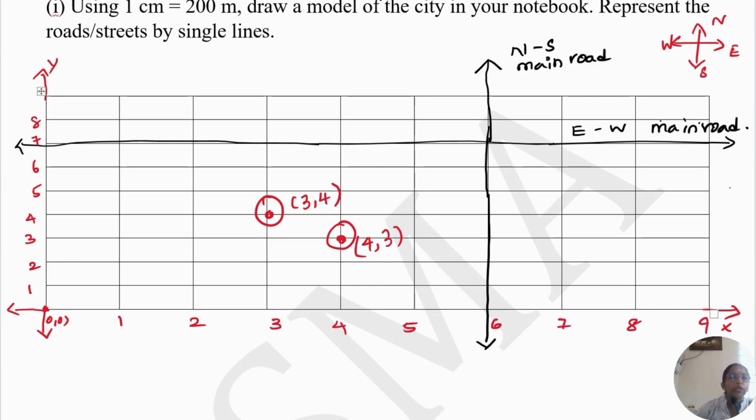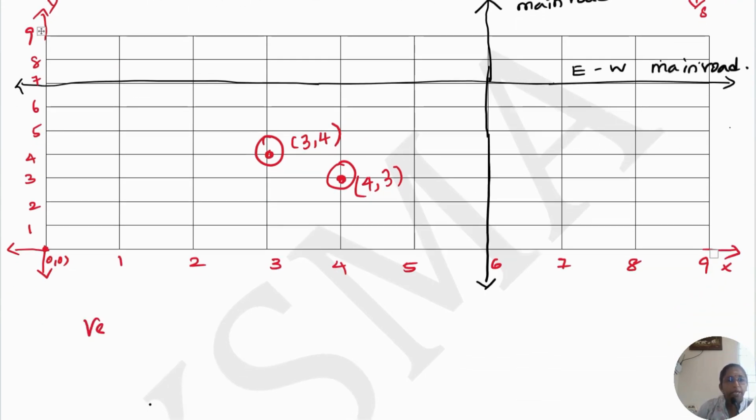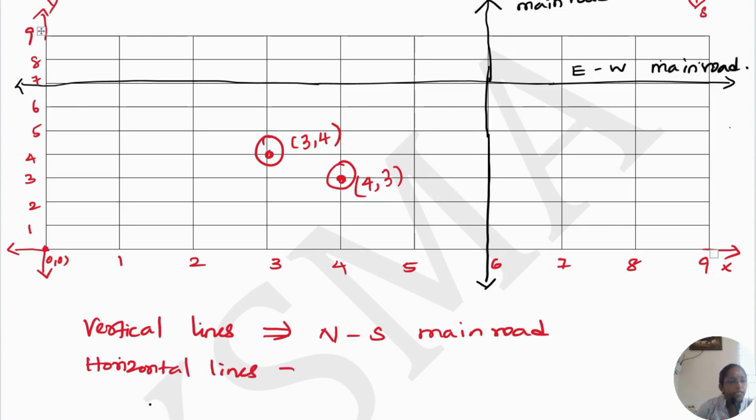So look at your data. So here we are having our diagram like this. This horizontal line is x-axis and the vertical line is your y-axis. So here, in social science, while marking your map, you know the direction north, south, east and west. So here the vertical lines represent the north-south main road and the horizontal lines represent the east-west main road.